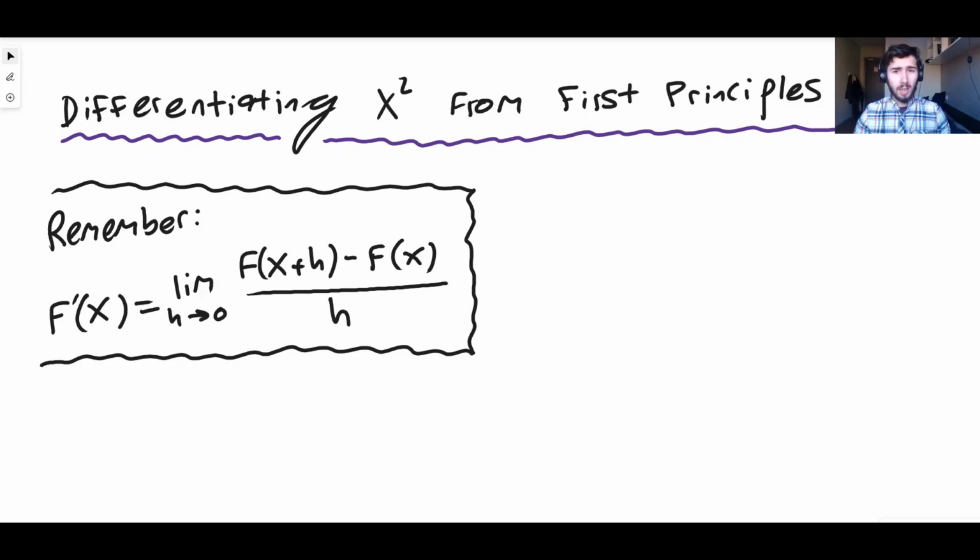In this video we're taking a look at how we're going to differentiate x squared, but from first principles. So what this means is we know how to differentiate x squared, or we should do, or if you don't, it's fine, it's very easy, right? The derivative of x squared is 2x to the power of 1. We know that, most of us will.